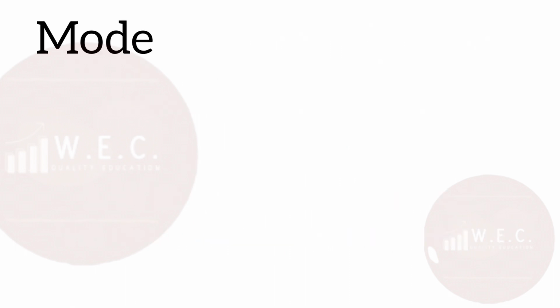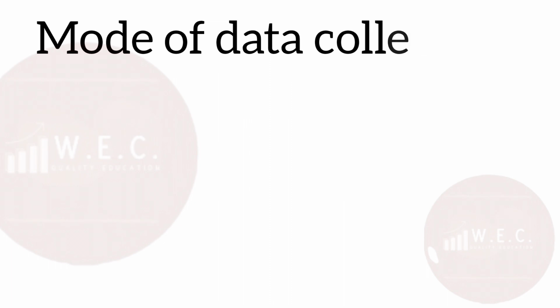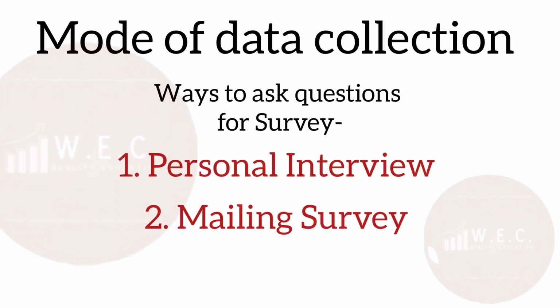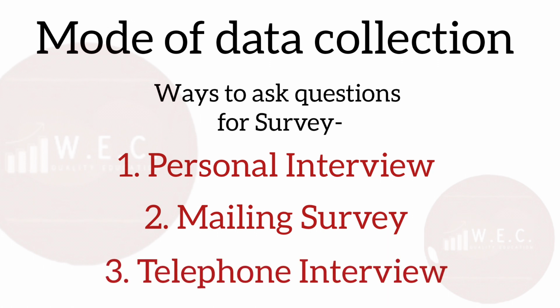So data can be collected by asking questions, which in other words can be called a survey. But the question that now arises is, how is the survey done? A survey is done in three ways: personal interview, mailing surveys, and telephone interviews. When the investigator or the researcher arranges a face-to-face interview with the respondents, it is called a personal interview. Investigator means the one who is collecting the data, and respondent means the one who is giving the answer.